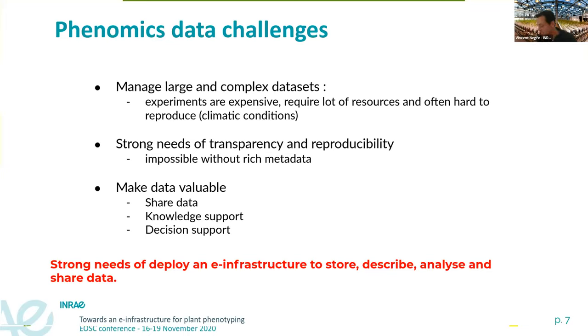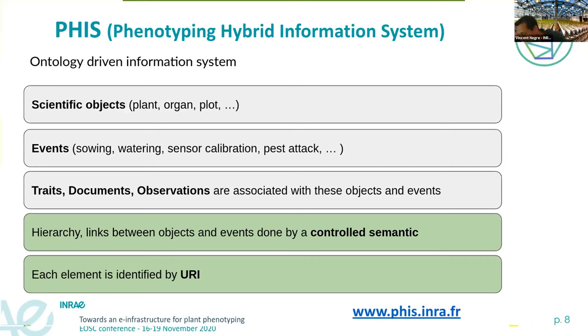To address these challenges, we need an e-infrastructure to store, describe, analyze, and share data. That's why we have developed an information system called PHIS, for Phenotyping Hybrid Information System. This is an ontology-driven information system.